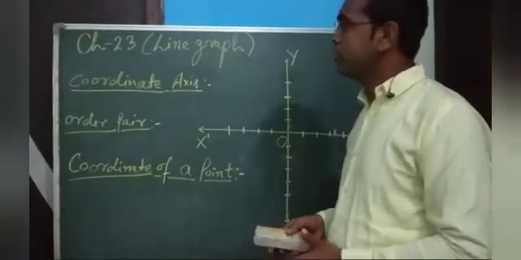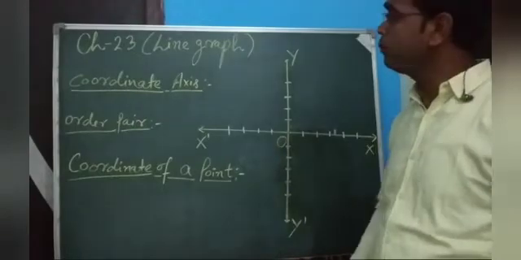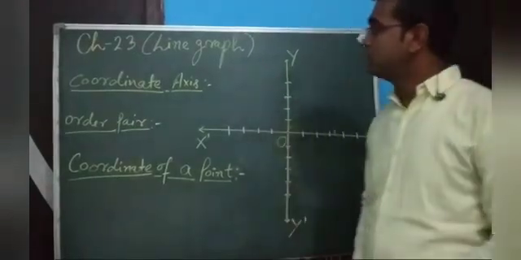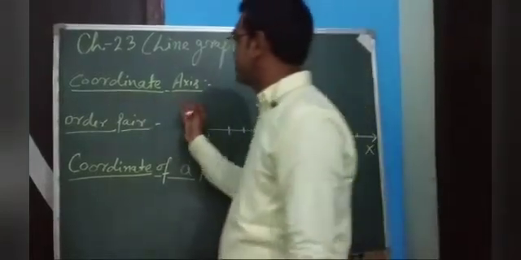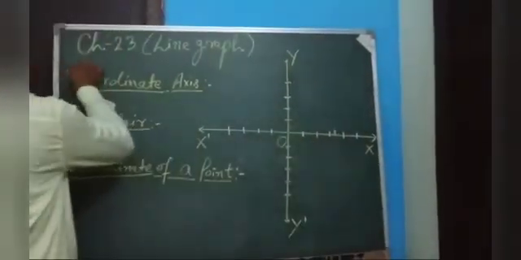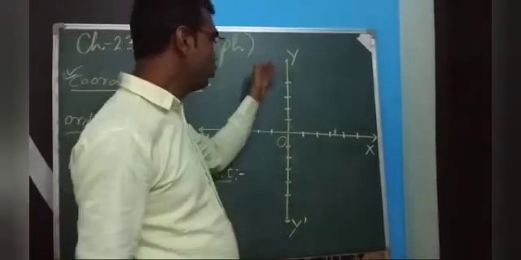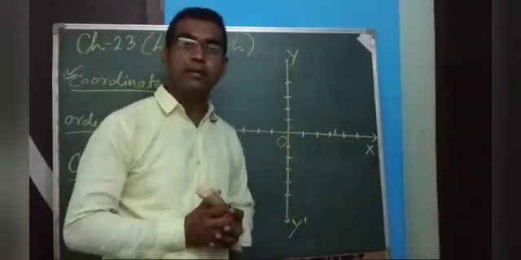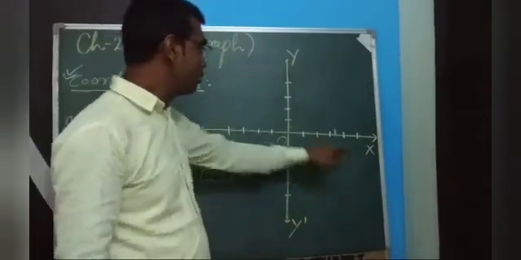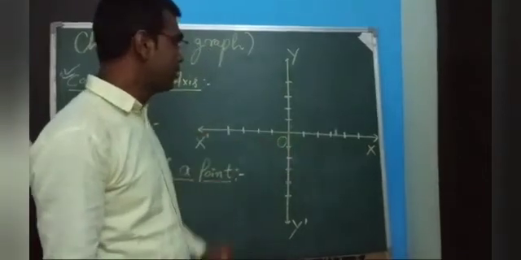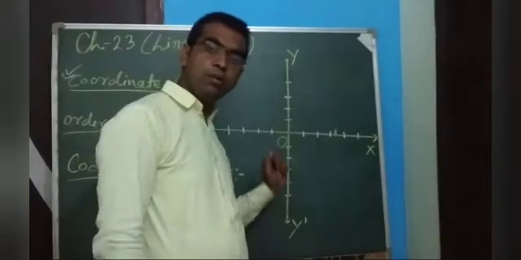Today we are going to start chapter number 23, which is line graph. Before starting this chapter, first we introduce some terms like coordinate axis. So what is coordinate axis? When two lines are mutually perpendicular to each other, here XOX' and YOY' are mutually perpendicular.